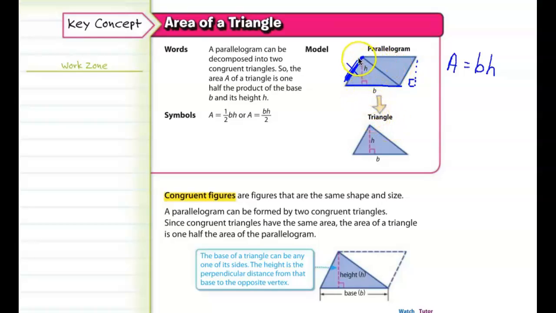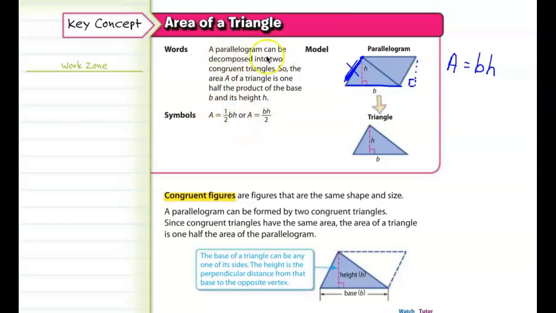Now, as you can see, parallelograms can be cut in half with a diagonal line, and they always create two congruent triangles. So a formula to find the area of a triangle has been developed from this particular fact. And so the area of a triangle is very similar. It's based on the area of a parallelogram. And you can see with the symbols down here.